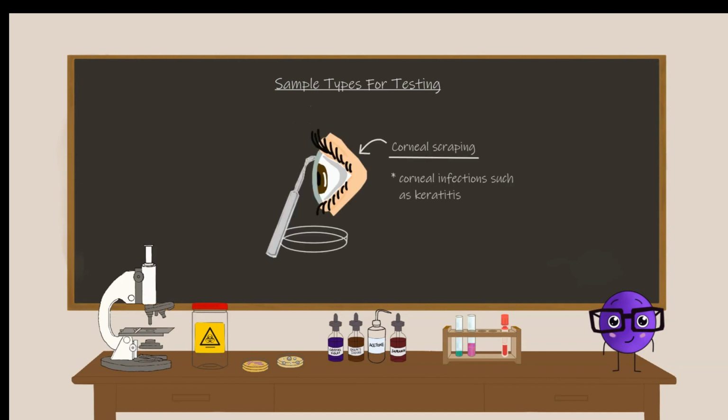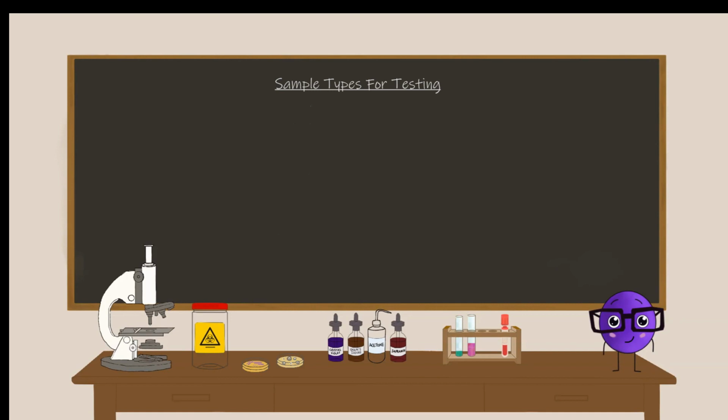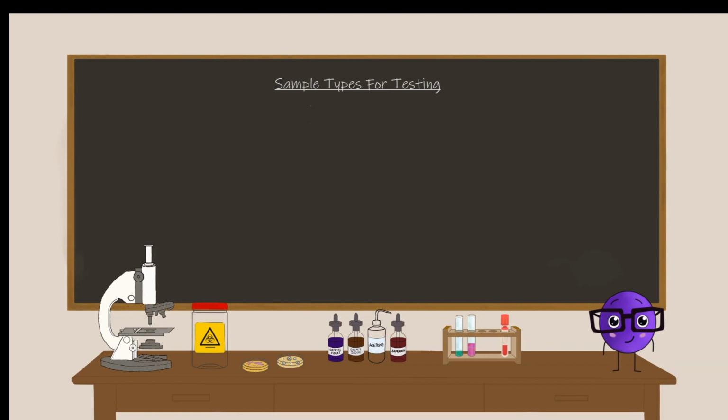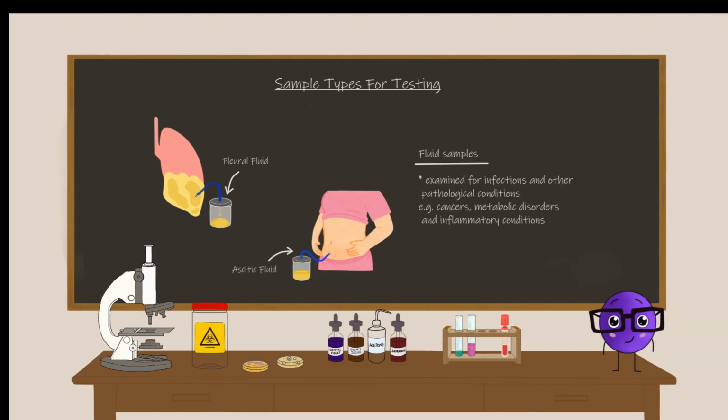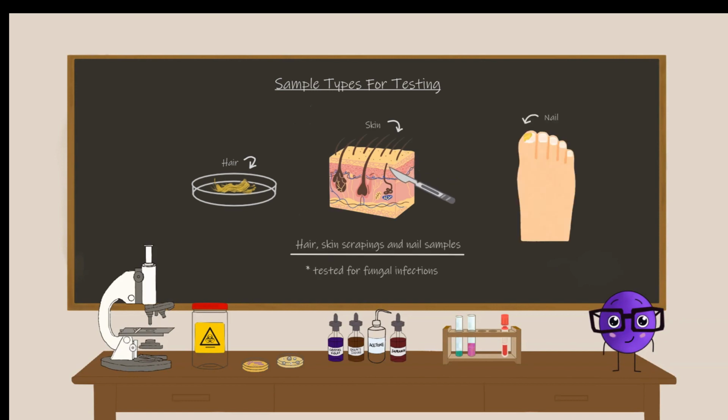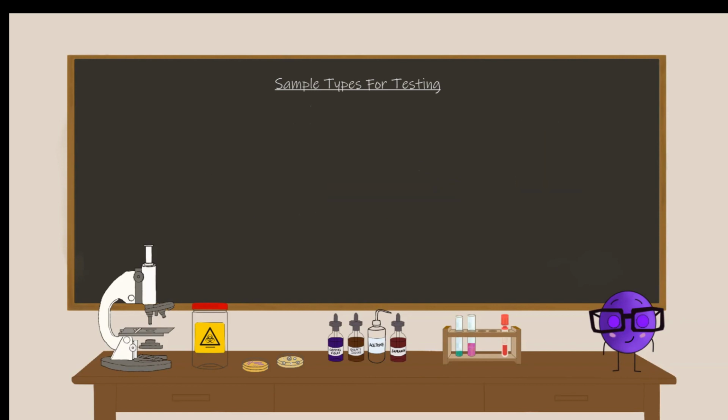Corneal scrapings, primarily taken to diagnose infections of the cornea, also known as keratitis. Tissue biopsies, analysed for identifying bacterial, fungal, or parasitic infections, as well as malignancies. Fluid samples, for instance, pleural fluid and ascitic fluid, examined for infections and other pathological conditions. Hair, skin scrapings, and nail samples, tested for fungal infections such as tinea capitis.